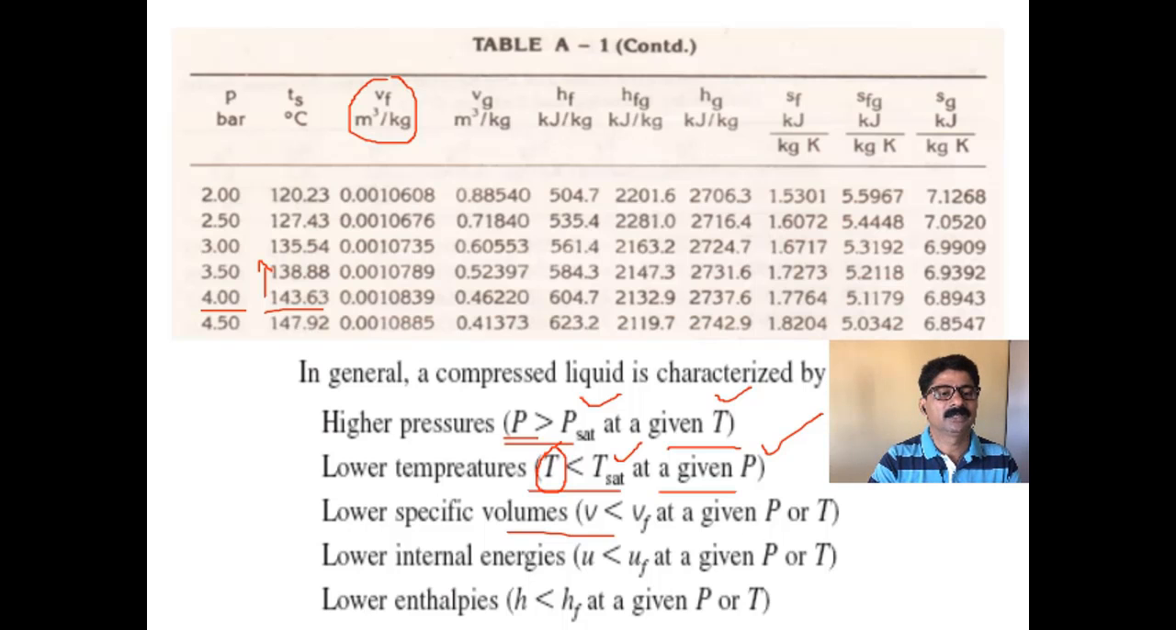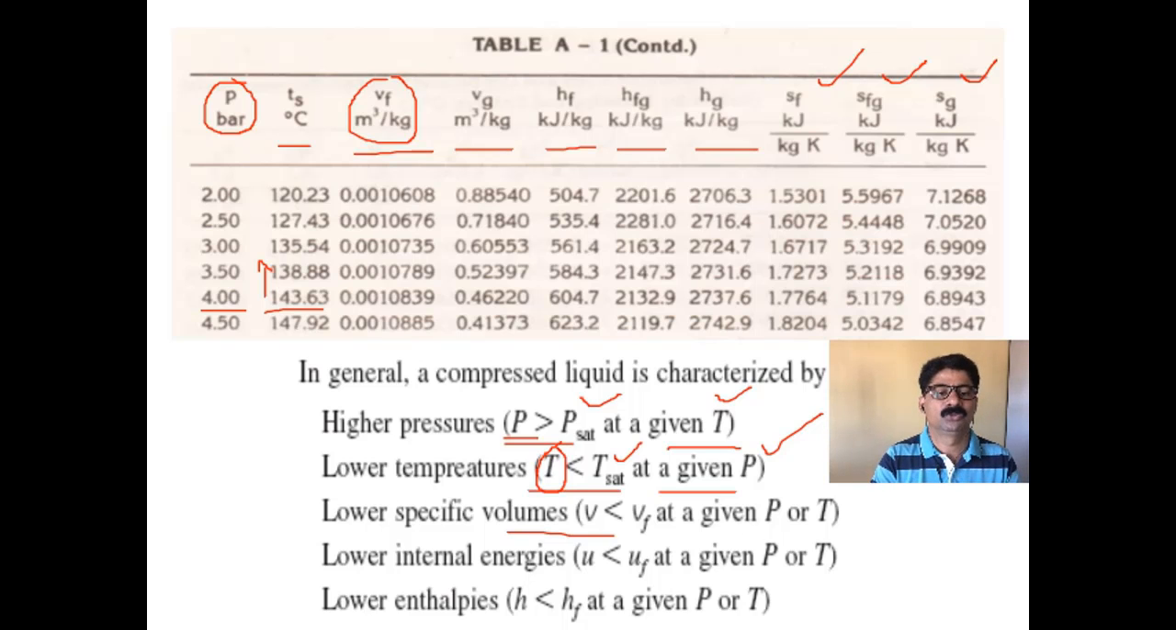So in that A1 table, the first column is pressure, the second column is saturation temperature. This is the specific volume of the saturated liquid. This is the specific volume of the saturated vapor. This is the enthalpy of the saturated liquid. This is the latent heat of evaporation, or the enthalpy during the phase change. This is the enthalpy of the saturated vapor. Similarly, entropy values at these three conditions, that is the saturated liquid, phase change and the saturated vapor.